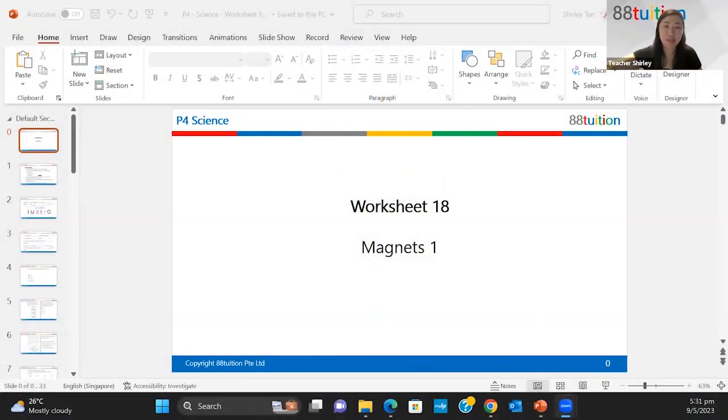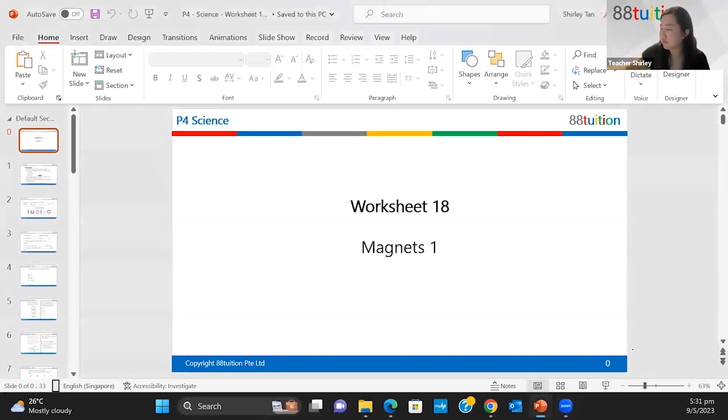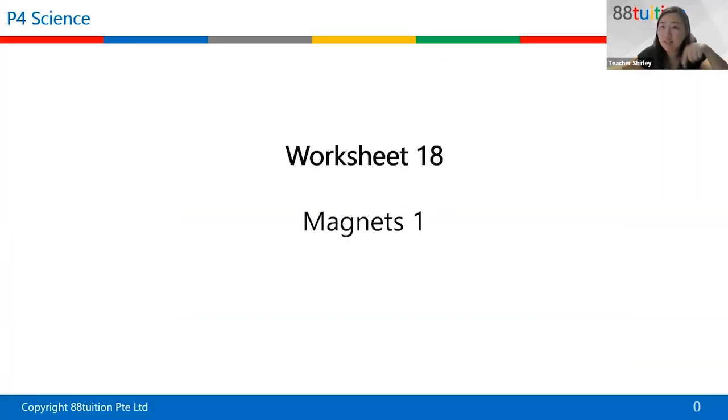Okay. So for today, we are going to go through magnets. I think you learned magnets in school? Yes? Okay. Great. Let me just make it bigger. Okay, some schools learn it in P3, some schools learn it in P4. And I think from this year's P3 batch onwards, magnets is always done in primary 3.